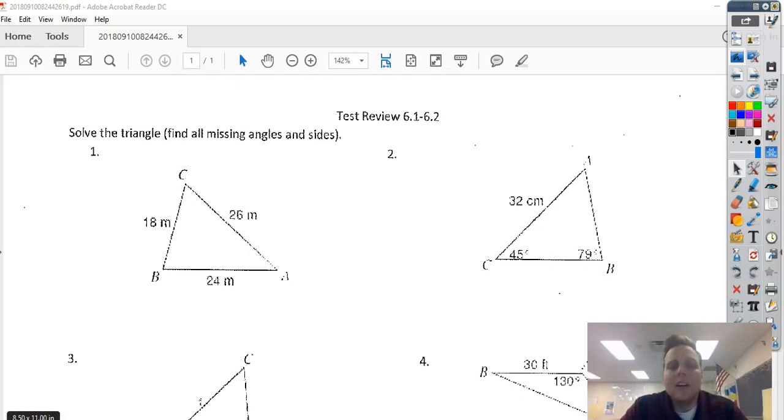Hey guys, we're going to go over the test review for our test tomorrow. Alright, so our first problem says solve the triangle, find all missing angles and sides. That's what we want to do in all four of these. We want to find all missing angles and sides.